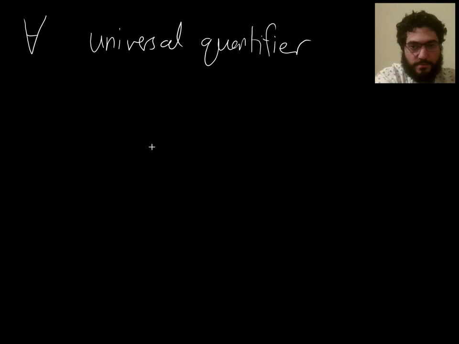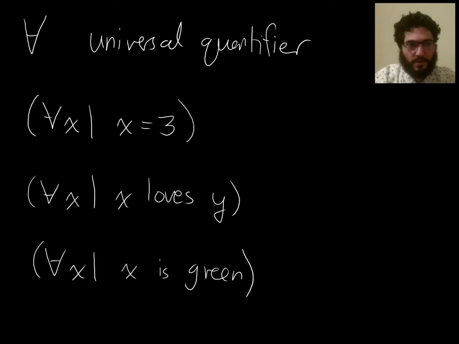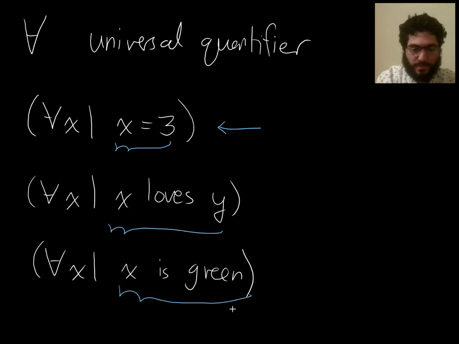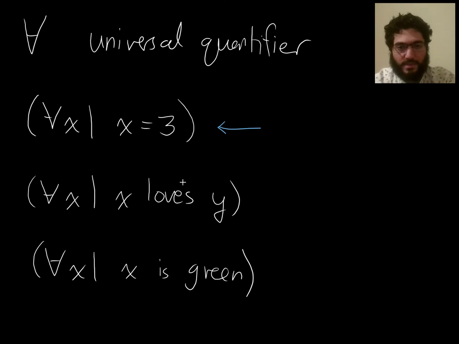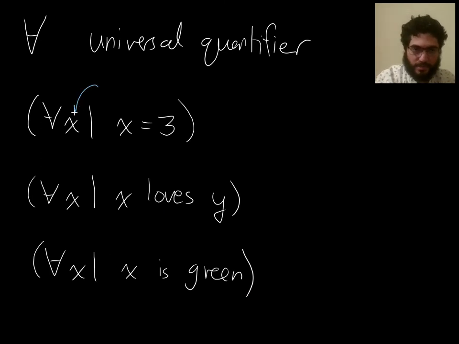And let me put in an example. Okay, here are a few examples. Notice that in each case I've filled in a proposition here. These are all propositions. They don't have to involve x, but it would be weird for them not to. So here they all do talk about the quantified variable, and in this case it's always x. The way I would read these: the first one says, for all x, x equals 3. The second one says, for all x, x loves y. The third one says, for all x, x is green.